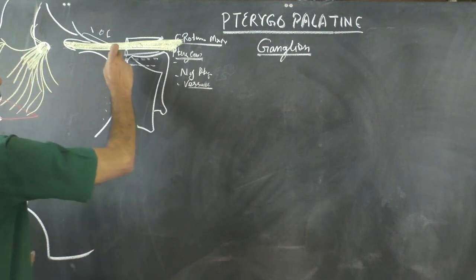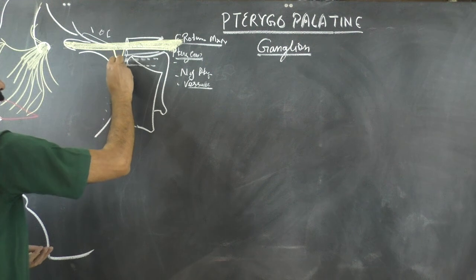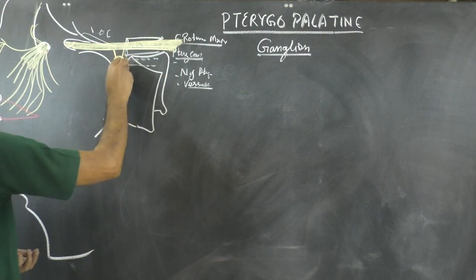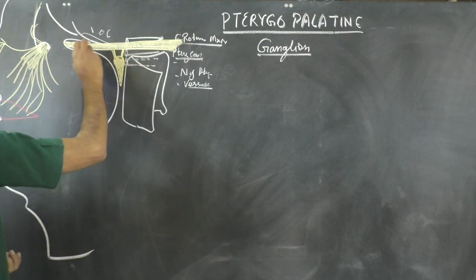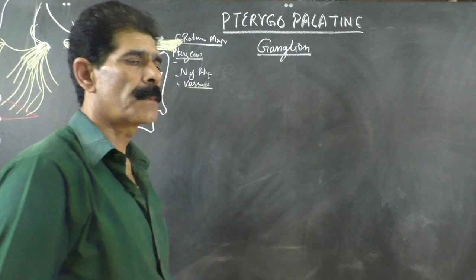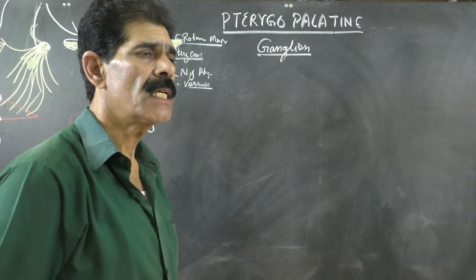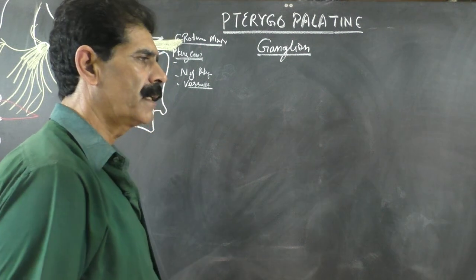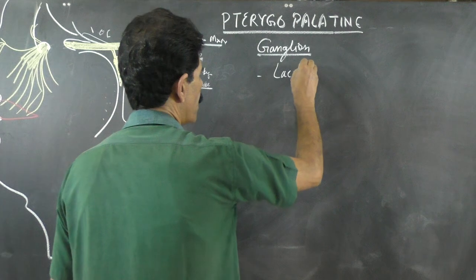In this pterygopalatine fossa, the pterygopalatine ganglion is the largest ganglion, hanging with the base upward and the apex directed downwards, by two roots. As we know, this pterygopalatine ganglion is hanging from the fifth nerve, but functionally it is related to the seventh nerve. In other words, this ganglion is for the lacrimal pathway.